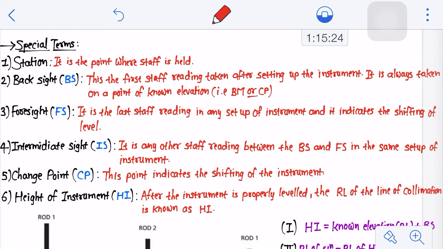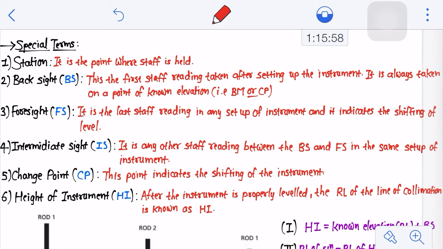This is the first staff reading taken after setting up the instrument, that means after performing your adjustments of the levels, right? When your instrument is ready for taking observation, and that has to be carried out for every different point when you change the position of your instrument from one point to another, right? The reading is always taken on the point of known elevation, and that may be your benchmark, and it may be your change point. What is change point? Where you have kept your instrument before changing it to the new location, right?